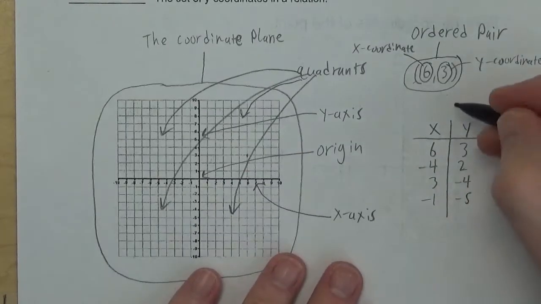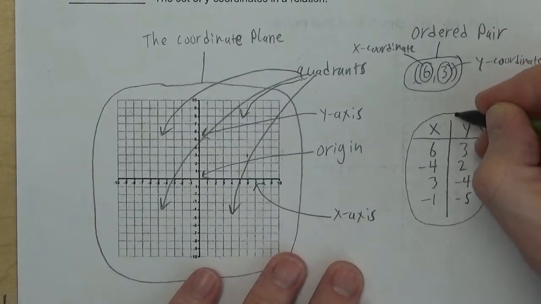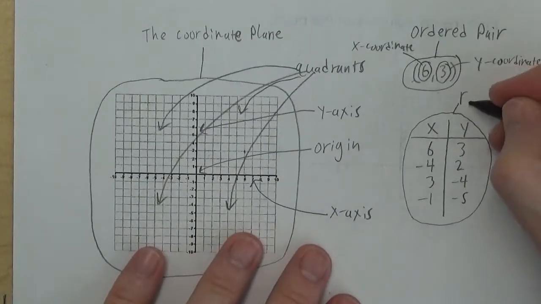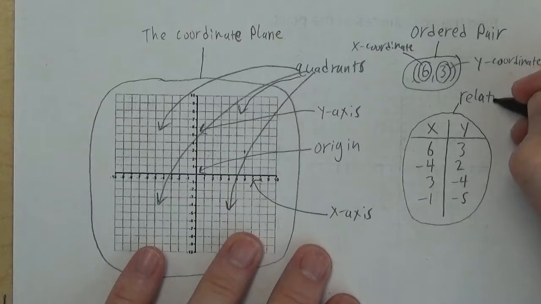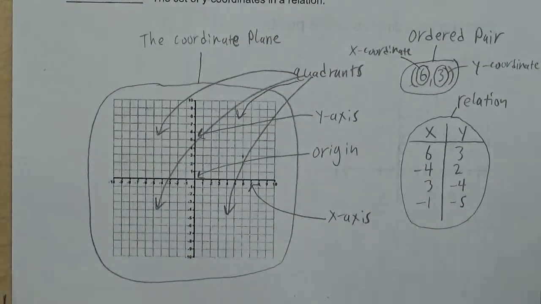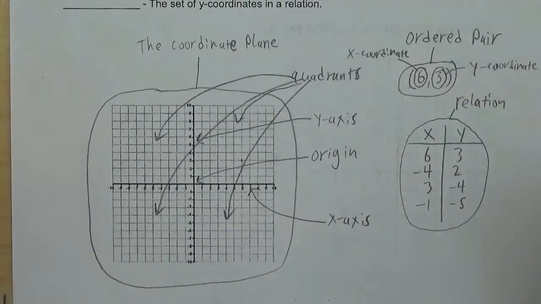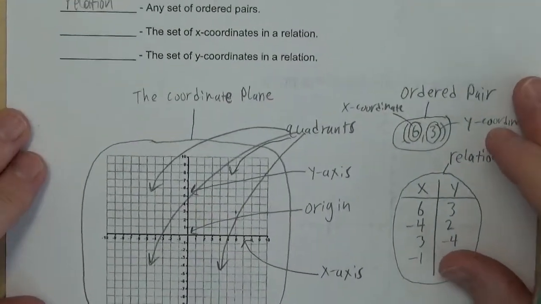Okay, so this whole thing, this set of ordered pairs, go ahead and circle that whole thing. That's called a relation. So sometimes it's in a T-chart like that. Sometimes it's just a group of ordered pairs like this that you see that are just in parentheses next to each other. Just any set of ordered pairs.